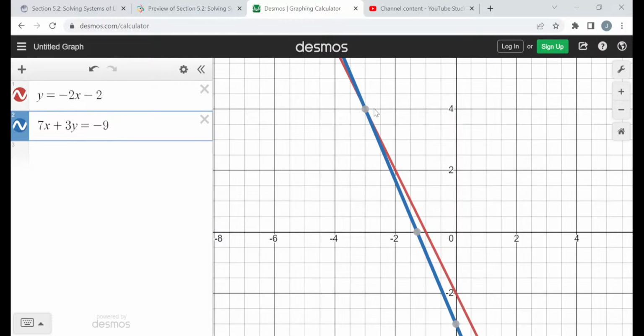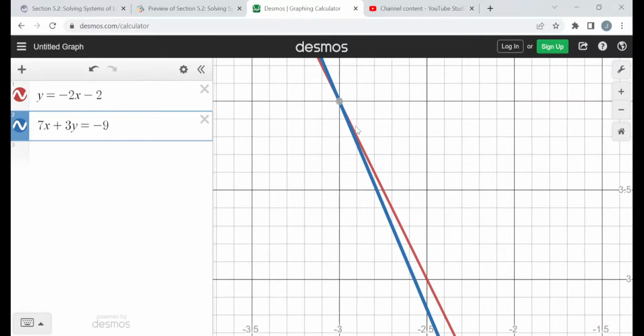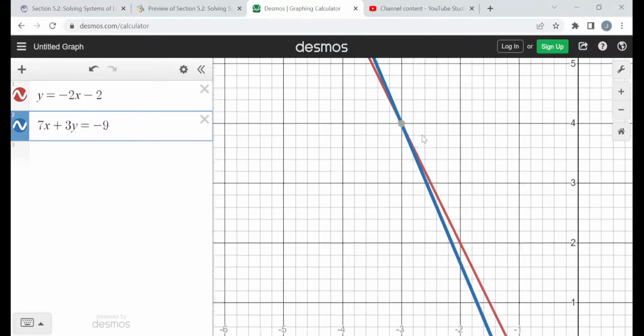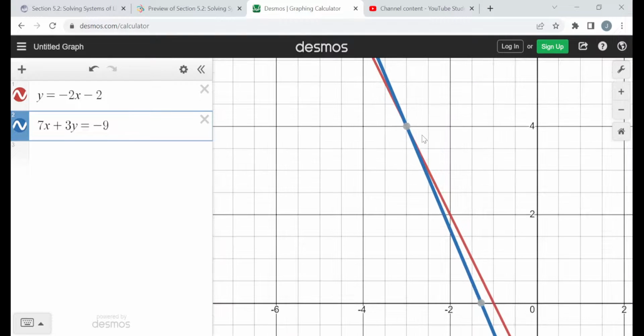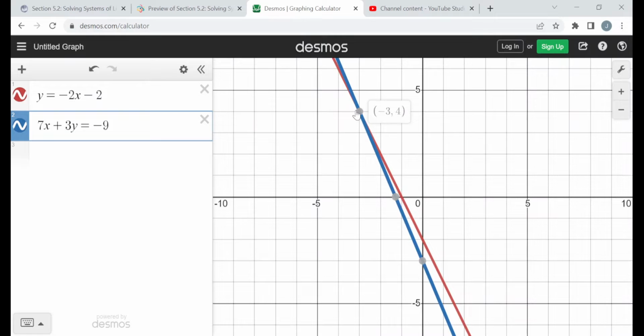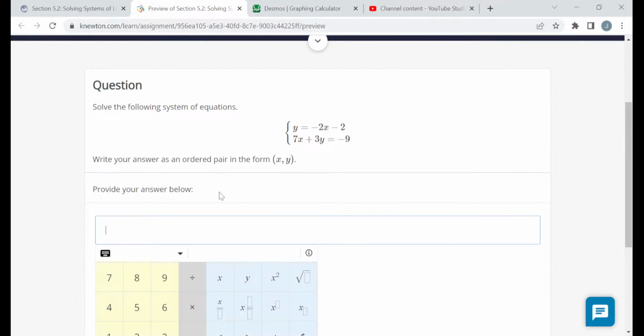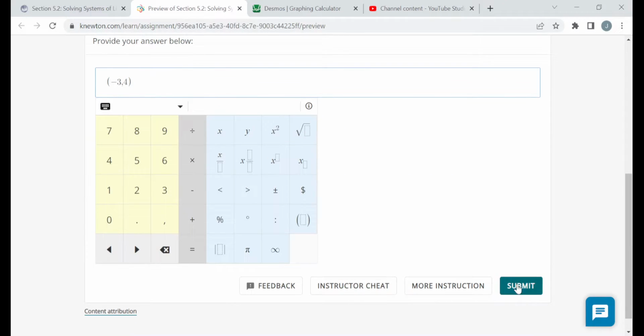And there's the graph of that line. And you can see that they cross here at the point negative 3, 4. And that's exactly what I had after solving by substitution. Negative 3 for x, 4 for y. And that's what we're putting back in the assignment, the ordered pair, parentheses, negative 3, comma 4. The point where they cross, the point of intersection, the solution of the system.